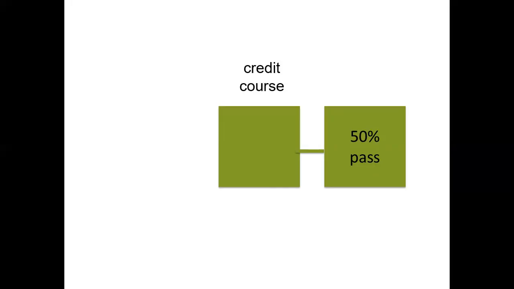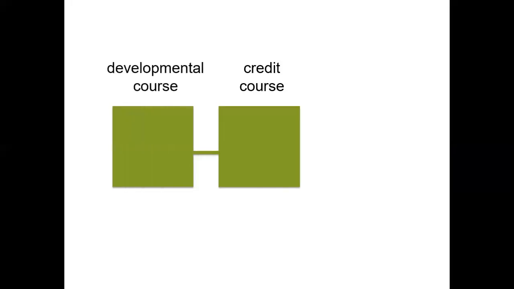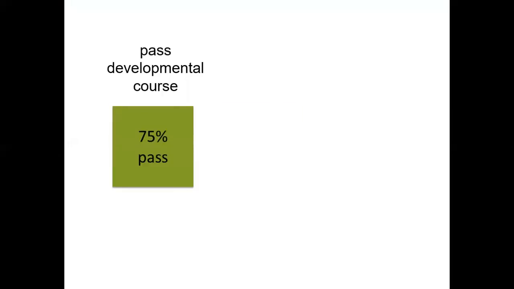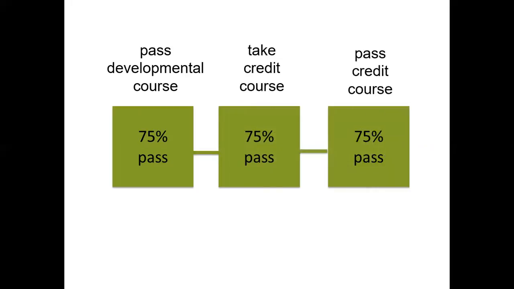As traditional teachers, we think, what can we do to fix that? Well, we could take those students and put them in a developmental course. And so if we devise a developmental course and put students in it, and let's say that we get the pass rate in the developmental course to be 75%. And then of those students who pass the developmental course, 75% take the credit course. And of those students that take the credit course, 75% pass. What did we do to our pass rate? We lowered it from 50% to 42%.